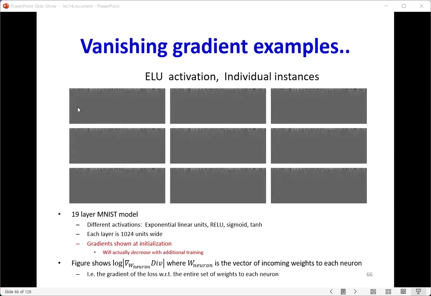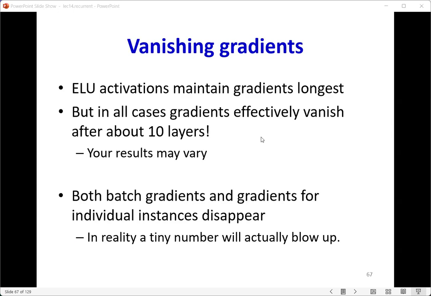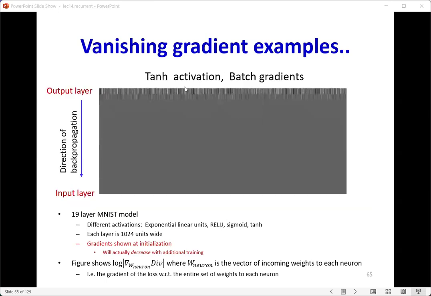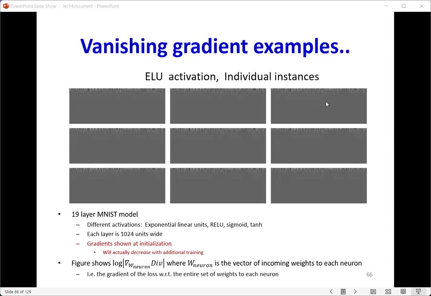Now, the fact is that not all gradients are going to go to 0. There will be a very small, tiny fraction where the gradients are really blown up, but you can't really see those because they're so small in number. And so what we find is that as you go back deeper and deeper, these were 9 individual instances, 9 individual training sets per 100. Here, this was a tanh activation, sigmoid, ReLU, ELU for batch gradients. And this is for individual gradients. Did that answer your question?